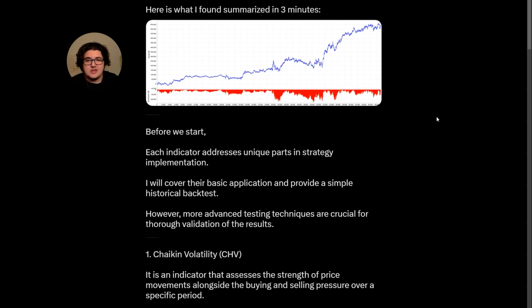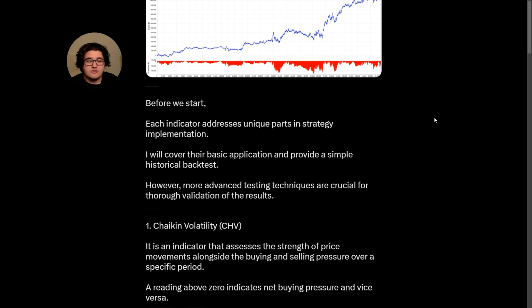Now, before we start, each indicator does address unique parts in the strategy implementation. I will cover their basic application and provide a simple historical backtest. However, more advanced testing techniques are crucial for thorough validation of the results, and we'll get into some of those later on in this thread, where I'll give you some examples of what you could test afterwards.